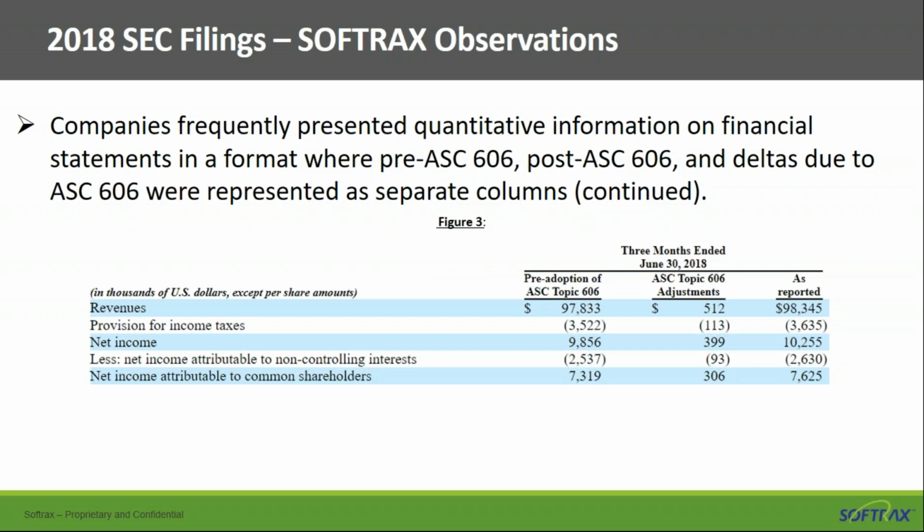So this one is probably my favorite because it's very clear. The headers are very clear in what's being presented. It says pre-adoption of ASC Topic 606, and then the adjustments, and then as reported. I think this is very clear that one is 605, one is the adjustments, and one is now 606.